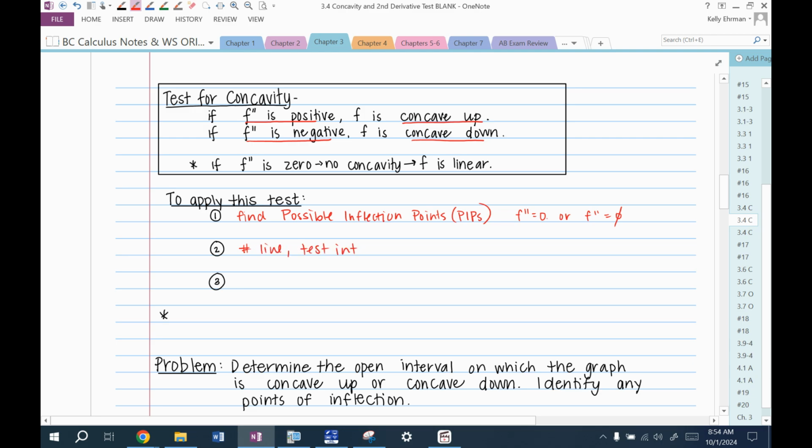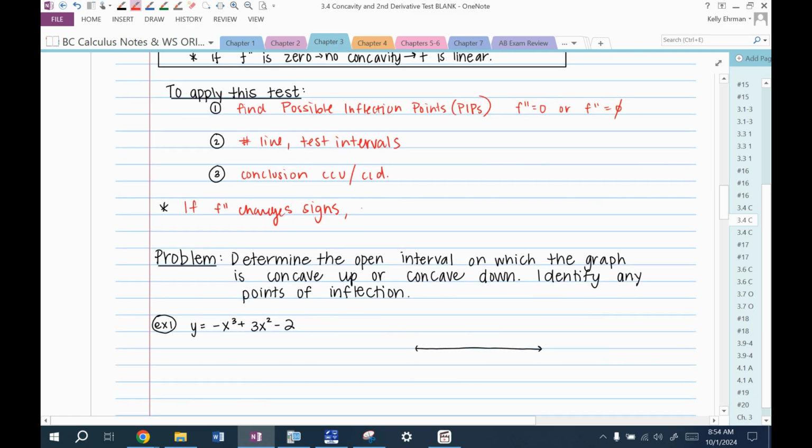Or if you know what the f double prime graph looks like, if it's polynomial or linear or something, you can sketch the graph. And then you draw your conclusion about concave up or concave down. If f double prime, oops, not triple prime, if f double prime changes signs, so it doesn't matter, positive to negative, negative to positive, whatever. If f double prime changes signs, then the PIP is now a point of inflection.